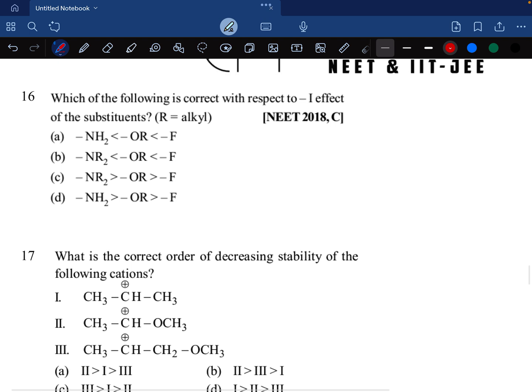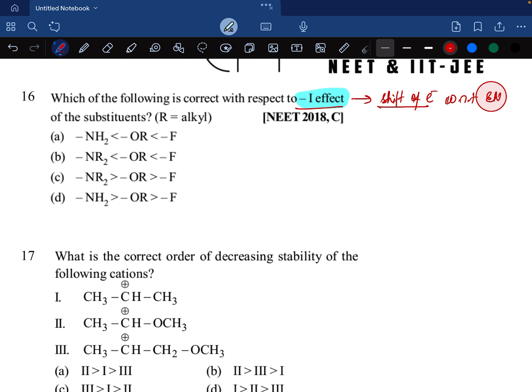Okay. Which of the following is correct with respect to the minus I effect? Now, what is the minus I effect? This is the shift of electron density with respect to electronegativity. So electronegativity plays the role in the shift of the electron. So the minus I effect means electron density is being withdrawn.